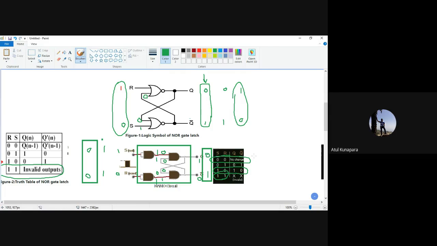So are you getting the working of both latches? Ultimately, see, the output conditions will be the same based on the input condition you are providing, whether it is NOR logic or NAND logic.